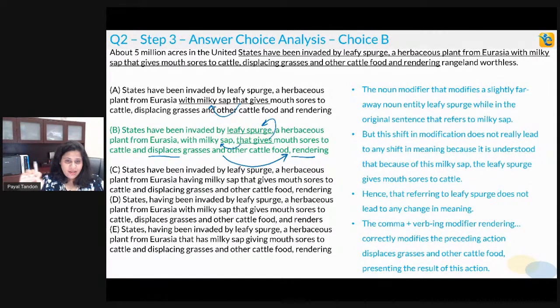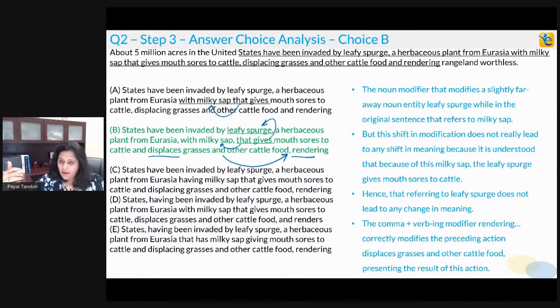But I want to make sure that you understand there is no change in meaning whatsoever, because ultimately it's the leafy spurge that has this milky sap that gives the mouth sores to cattle, right? So whether that modifies leafy spurge or milky sap, it really doesn't matter from the standpoint of the intended meaning of this sentence. It communicates all the aspects of the meaning that the author intended to communicate. Is this point clear? Because I don't want you to reject an answer choice based on a baseless reason.